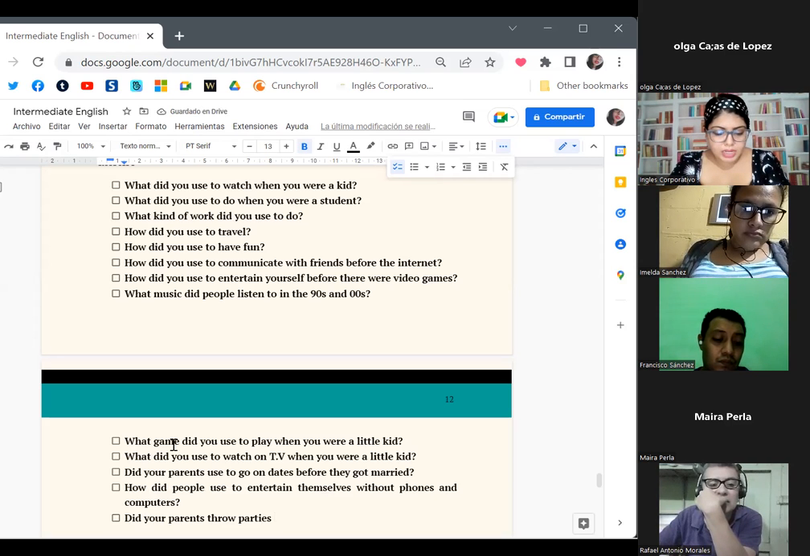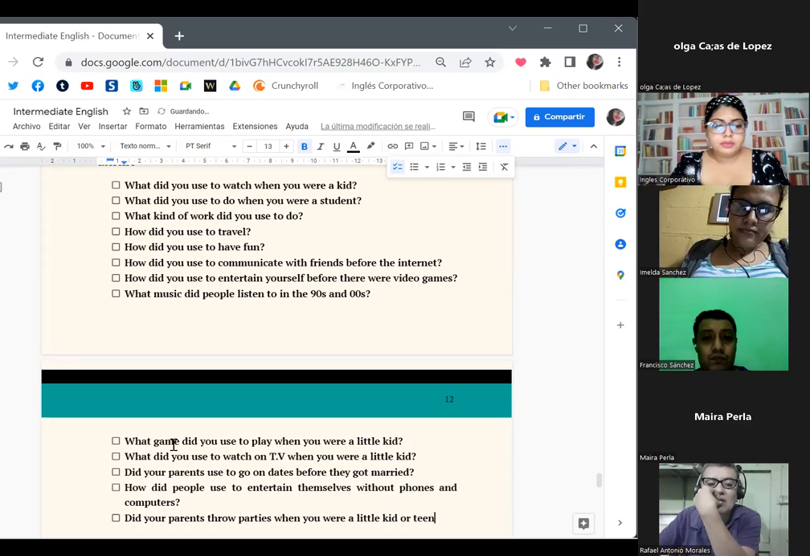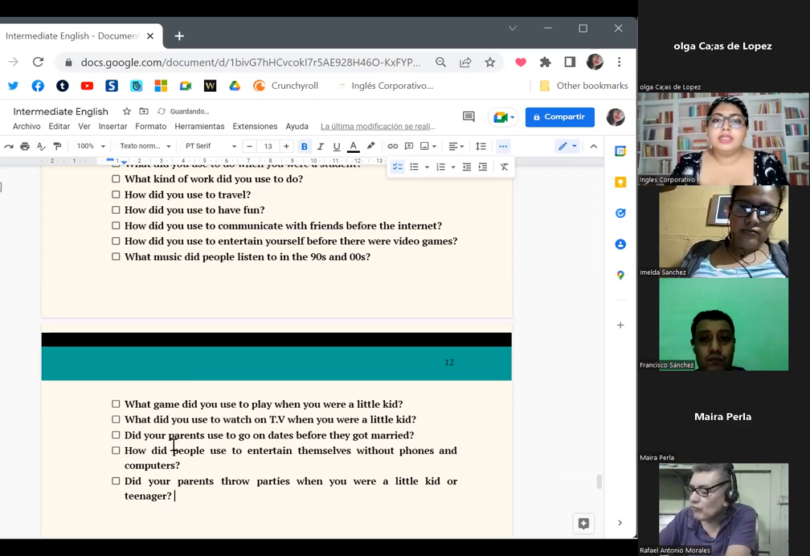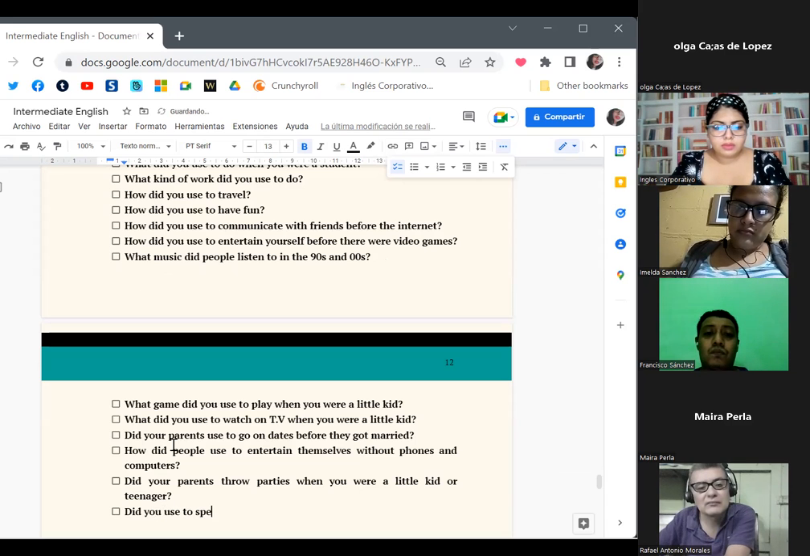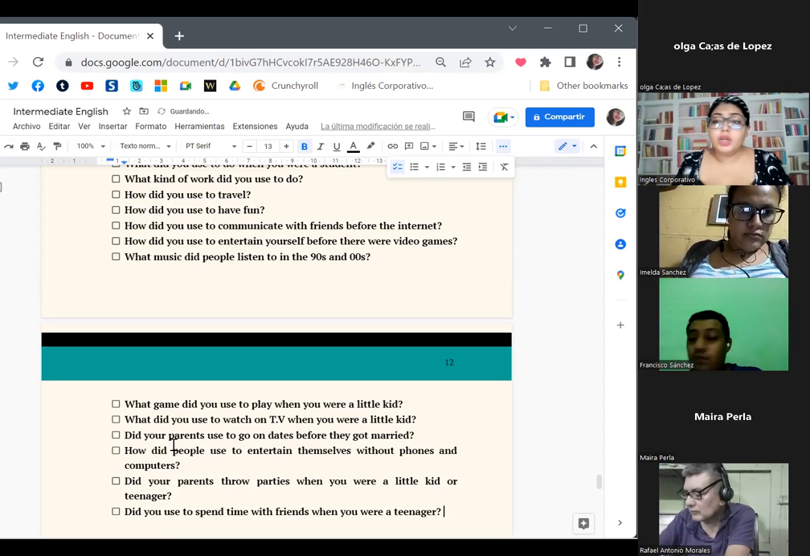Did your parents throw parties when you were a little kid? Or teenager? ¿Solían sus padres realizar este tipo de fiestas infantiles, verdad? Cuando eran niños o adolescentes? Did you used to spend time with friends when you were a teenager? ¿Solían pasar tiempo con sus amigos cuando eran adolescentes?